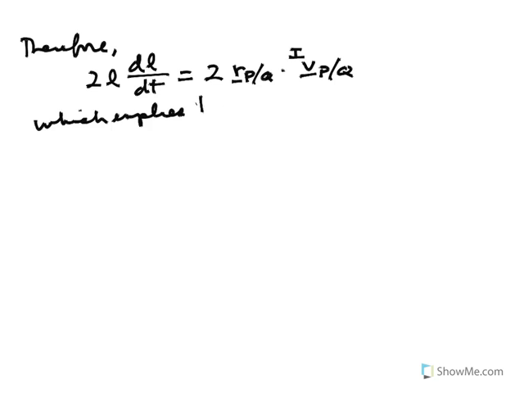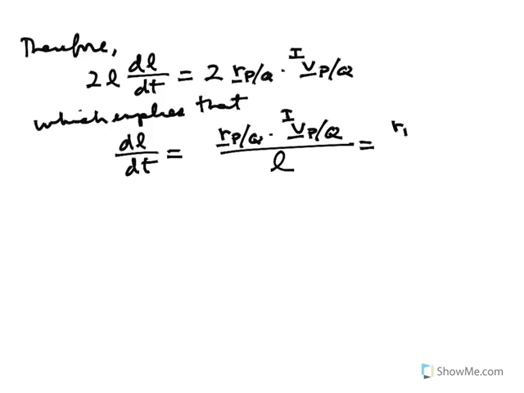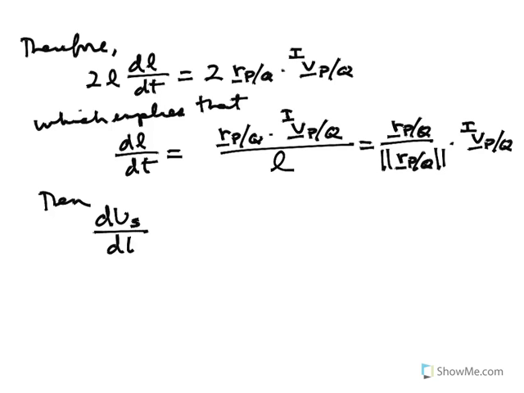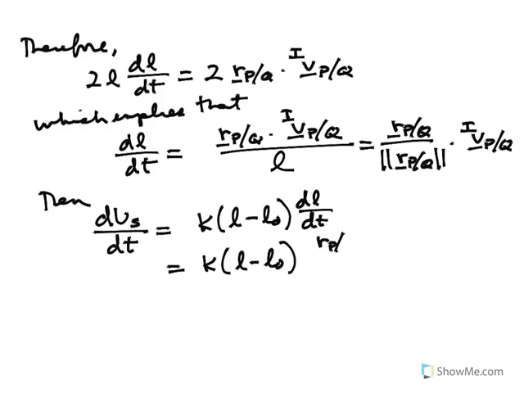Which implies that dl dt is equal to the position of P relative to Q dotted with the velocity of P relative to Q in I, all divided by L. But L is equal to the magnitude of the position of P relative to Q, so this is equal to the position of P relative to Q divided by its magnitude, dotted with the velocity of P relative to Q in I. So then, the rate of change of the function us is equal to k times L minus L naught times dl dt, which is equal to k times L minus L naught times the position of P relative to Q, all divided by the magnitude of the position of P relative to Q, dotted with the velocity of P relative to Q in I.